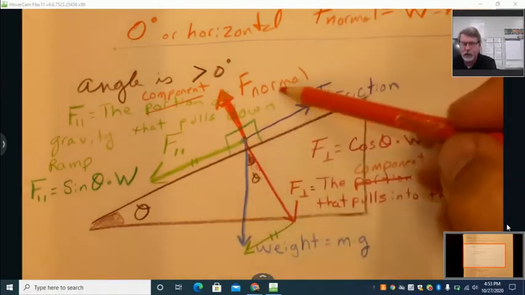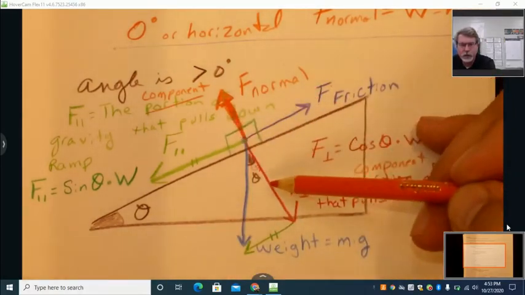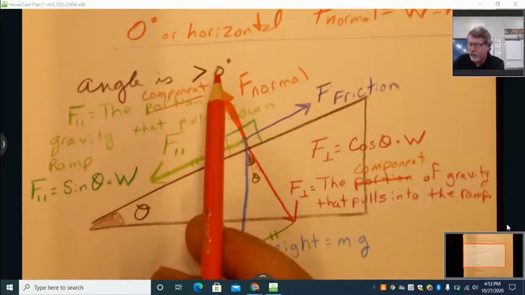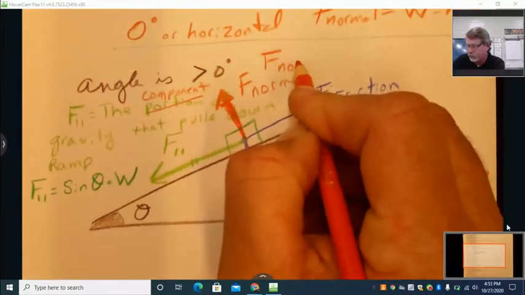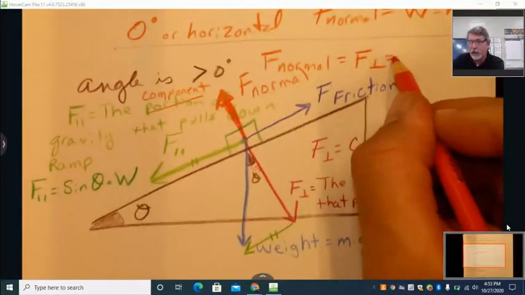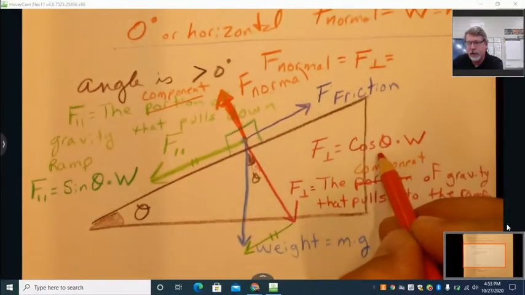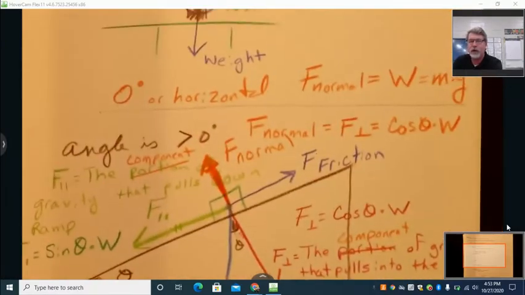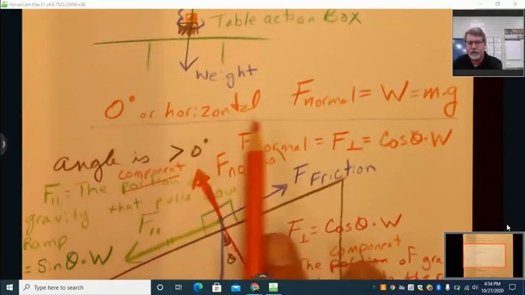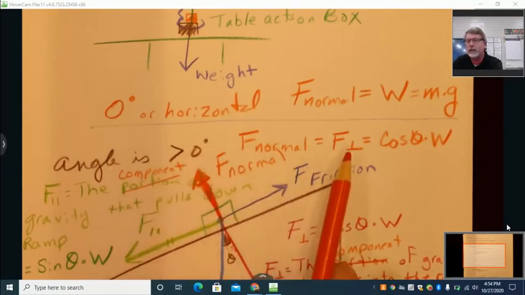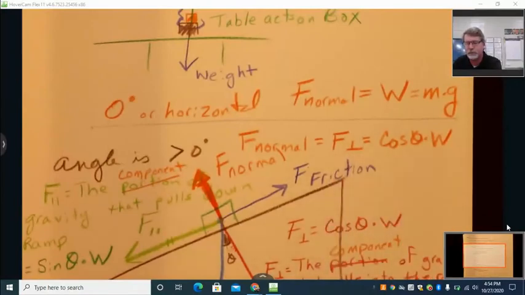And I think you could see, what does force normal equal? Force normal equals the force perpendicular. So when you have an angle, some number greater than zero, force normal equals force perpendicular. And force perpendicular equals the cosine component of the weight. Okay? So when you're on a horizontal surface, force normal is the weight. When you're on some angle, force normal is a component of the weight, and we call that component force perpendicular.